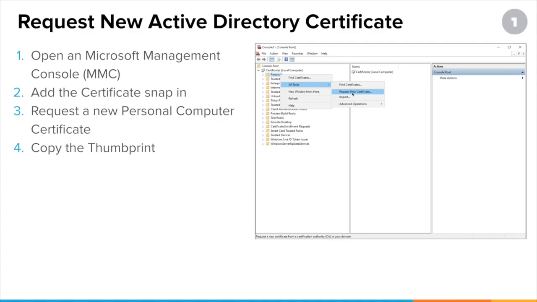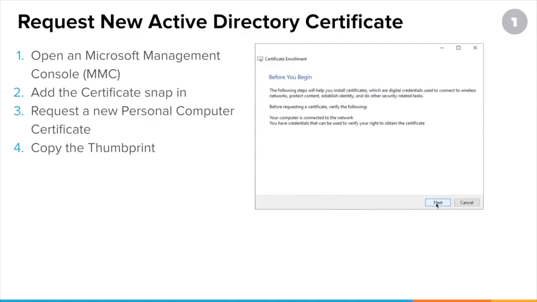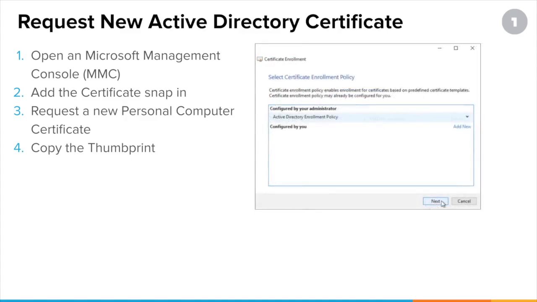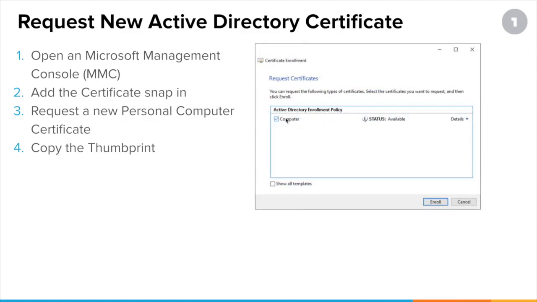Right-click on personal, all tasks, request new certificate. New wizard. Click next, next. Should only really see one option here. Select computer. That's what we're doing. We're applying a computer certificate.